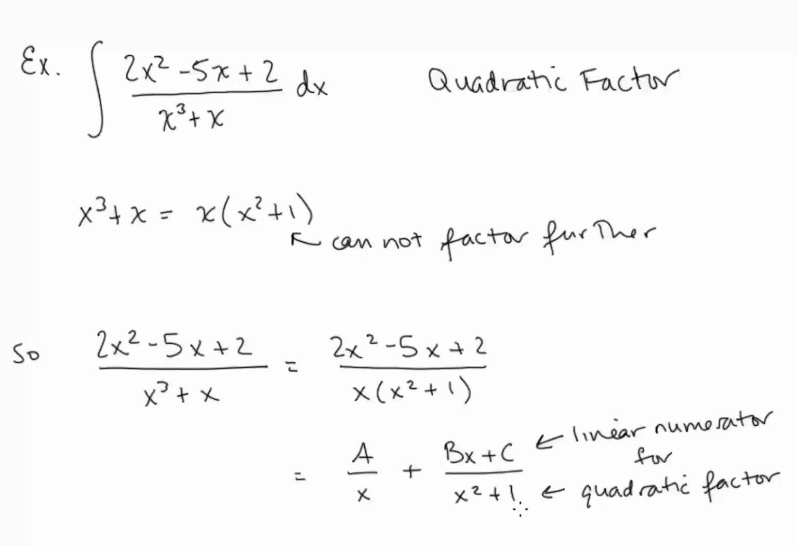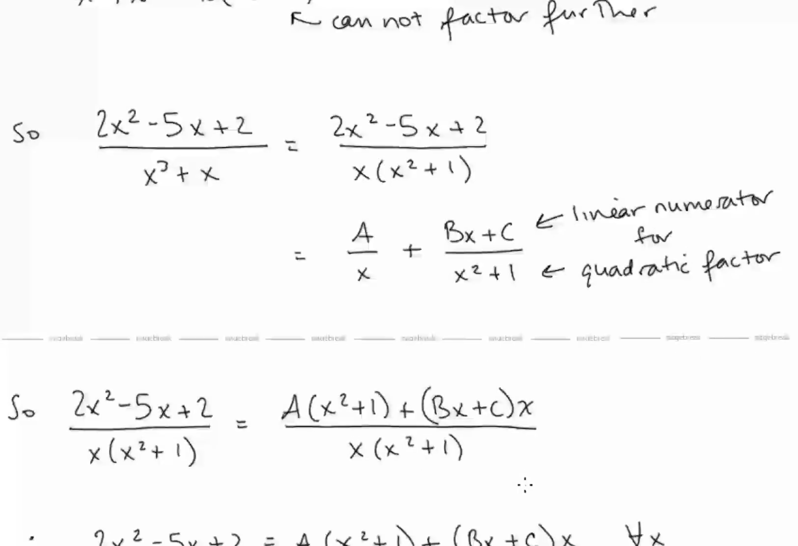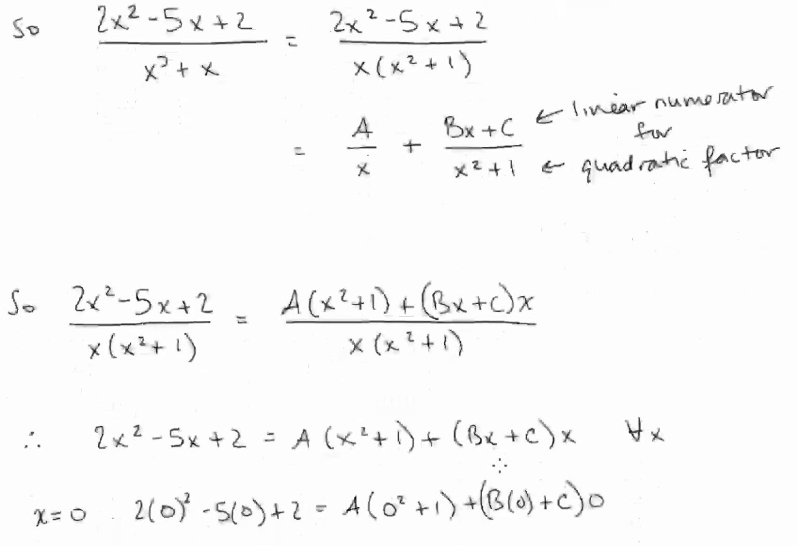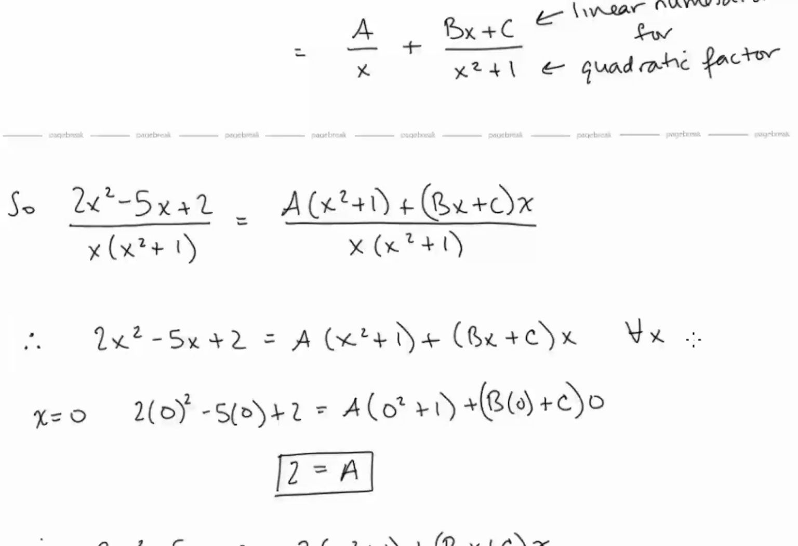We combine our fractions here. So A times x squared plus 1 plus Bx plus C times x is our new numerator. And please don't forget to use parentheses here. I can't tell you how many times I see mistakes with that. So we can equate our numerators. And this is true for all x.